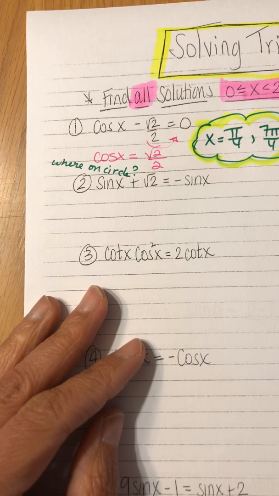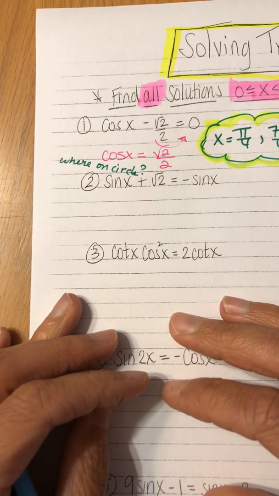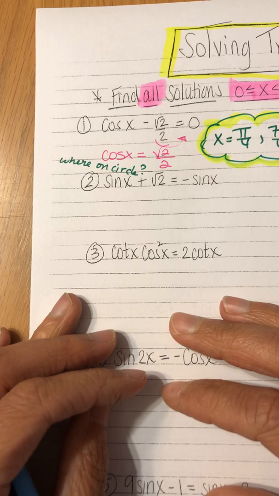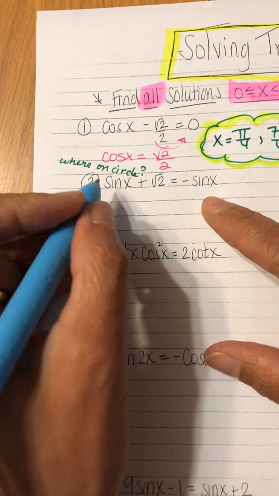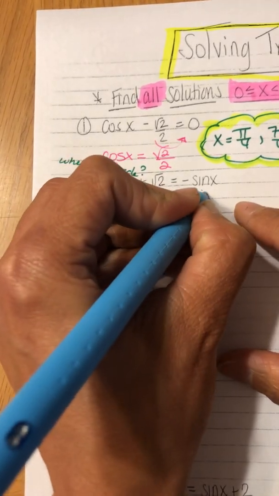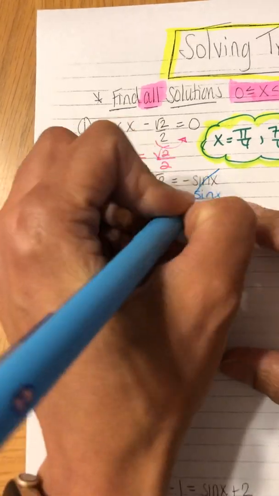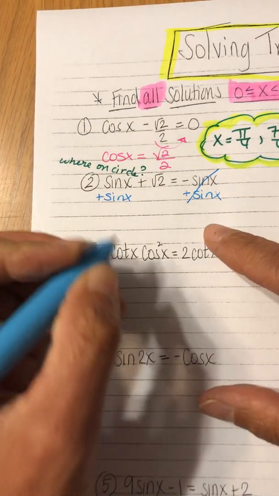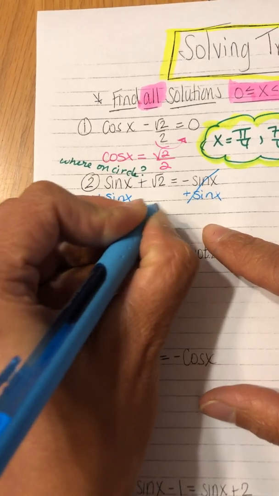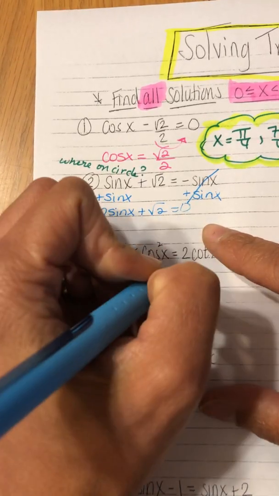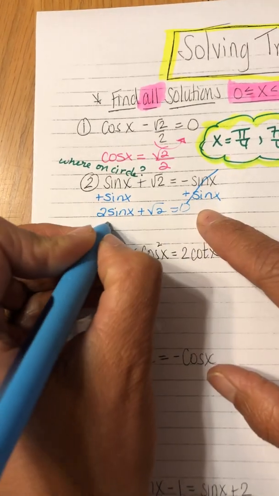Okay, so next one, sine of x plus the square root of 2 equals negative sine x. Since I have sine of x on both sides, I'm going to add this one. Let's combine like terms. So those cancel. Sine of x plus sine of x is 2 sine x plus square root of 2 equals 0. Subtract the square root of 2 from both sides, so on the other side it'll be negative square root of 2.